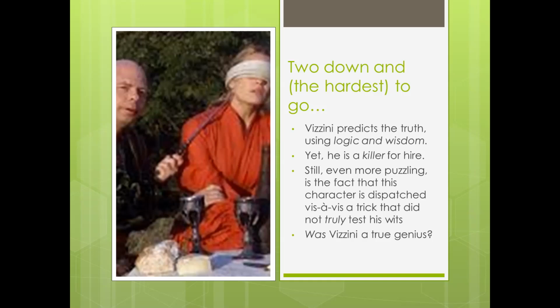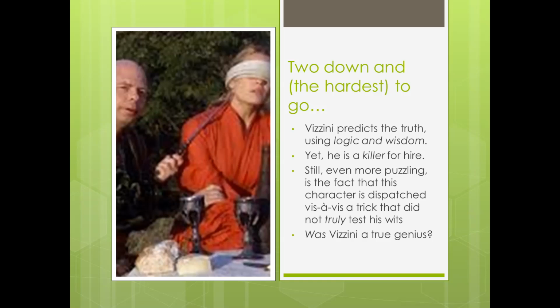Yet for all of his belief in logic, he's a killer for hire, which I find to be kind of circumspect. Just because you're intelligent doesn't mean you should indulge in something erroneous and horrible as becoming an assassin. Even more puzzling is the fact that he is quickly dispatched via a trick. So his wits aren't really truly tested. There's no way he could figure out the puzzle that the man in black presents to him. So it's not his wisdom that is challenged and defeated.